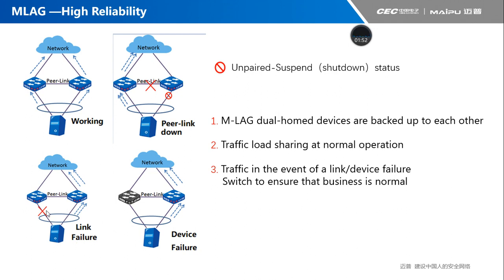And third, if any link goes down, for example the link on the master device or the link on the slave device, the traffic will automatically fail over to the other device. And fourth, if any device is faulty, the traffic will automatically go to the other device.